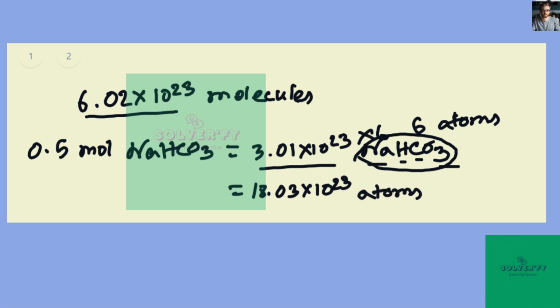I'm repeating it one more time. In 1 molecule of sodium bicarbonate, we have 6 atoms: one sodium, one hydrogen, one carbon, and three oxygen. Since half mole of sodium bicarbonate contains this many molecules, in this many molecules we have this times 6, or 18.03 times 10 to the power 23 atoms in half mole of sodium bicarbonate.